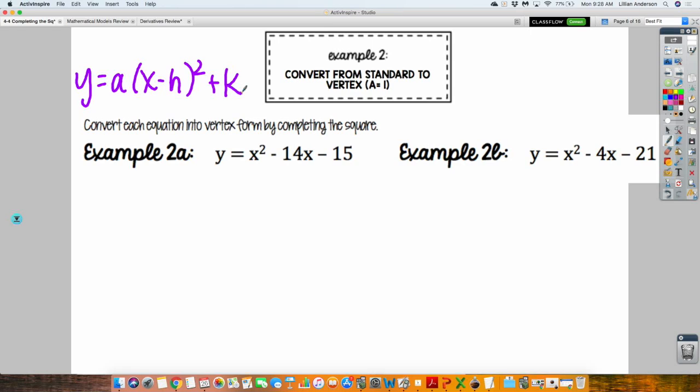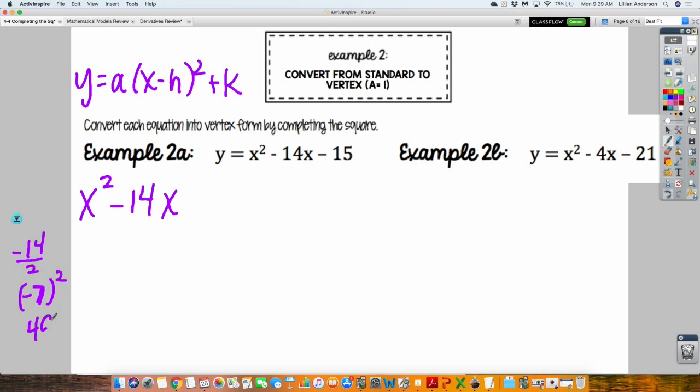To do that, what we need to do is take that first part, that x squared plus bx part, and complete the square. So we just take the first part. What's b? Negative 14. I have to divide that by 2. What's negative 14 divided by 2? Negative 7. Then what do I have to do to negative 7? Square it. And what is that? 49.